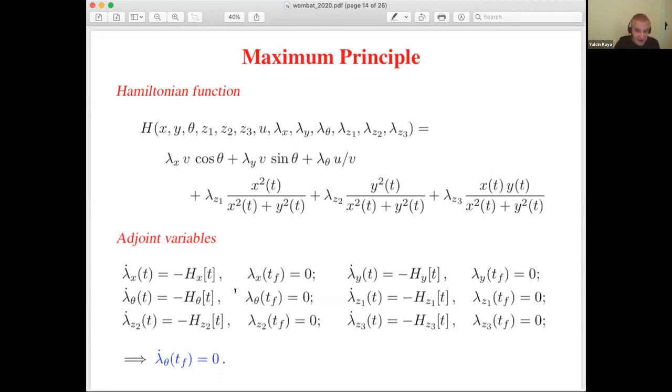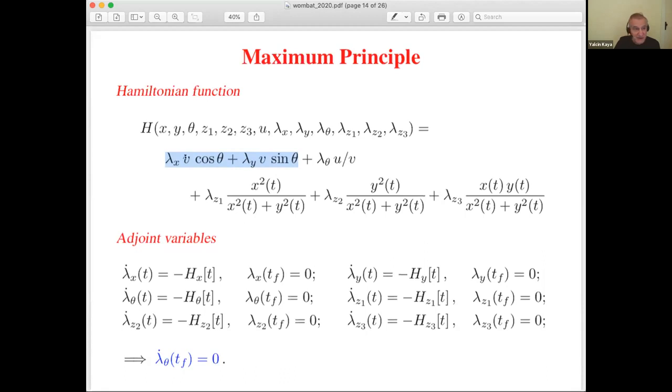We have the transversality conditions for each of these differential equations. It's interesting to note here that we can work out, just by inspection, lambda theta dot. It's rather straightforward. It is negative of H theta. So take the derivative of H with respect to theta, which involves only these terms. So we will have minus lambda x v sine theta, plus lambda y v cos theta, with a minus sign in front of the whole term.